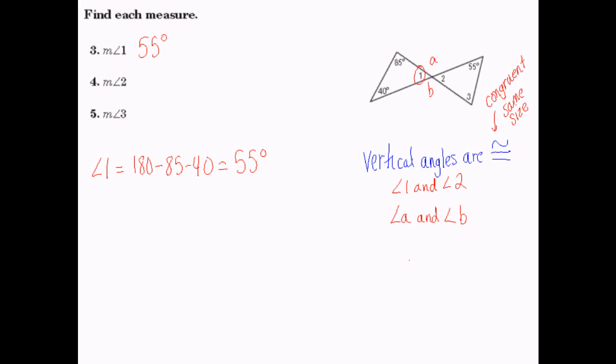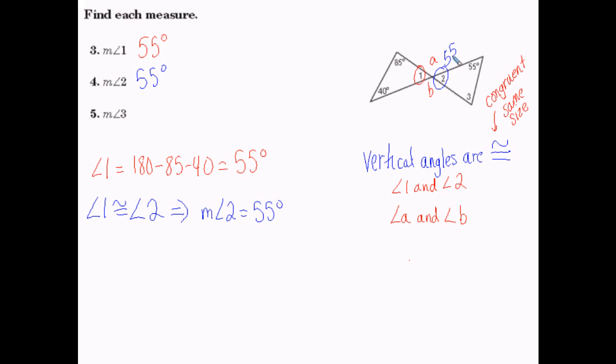Now angle 1 is congruent to angle 2. They're the same, right? So if angle 1 is 55, that means angle 2 is 55. So this one's also 55 degrees. That was this one. And now I know angle 2 is 55. This corner up top is 55.